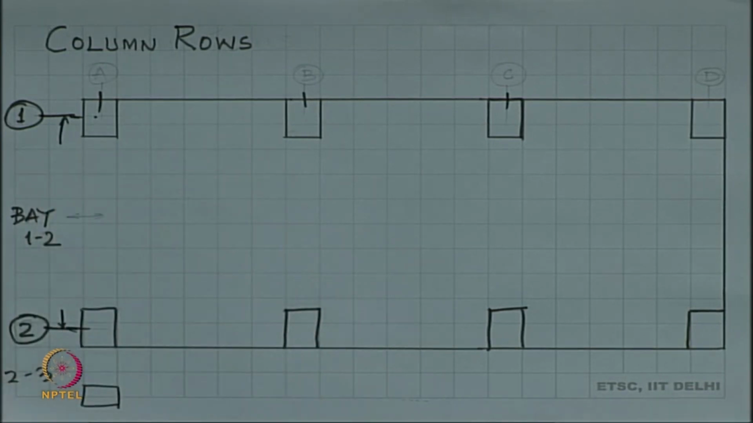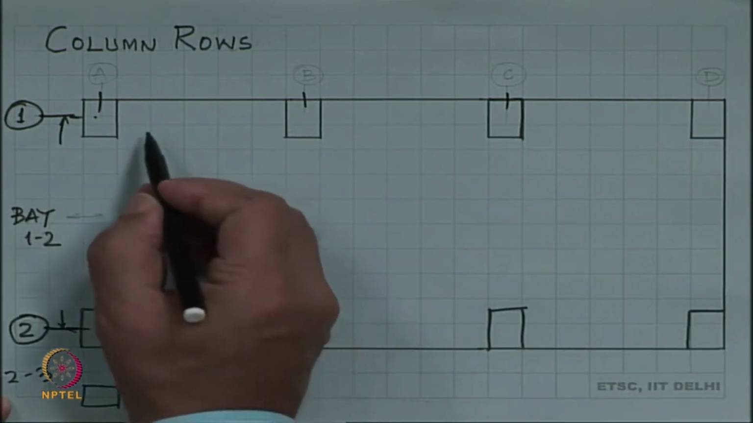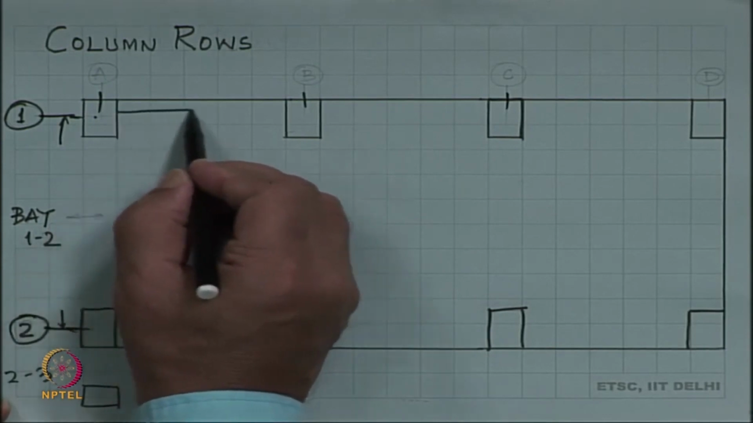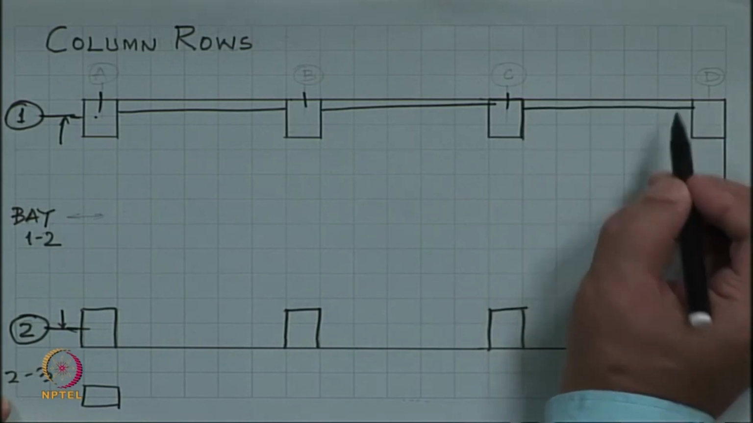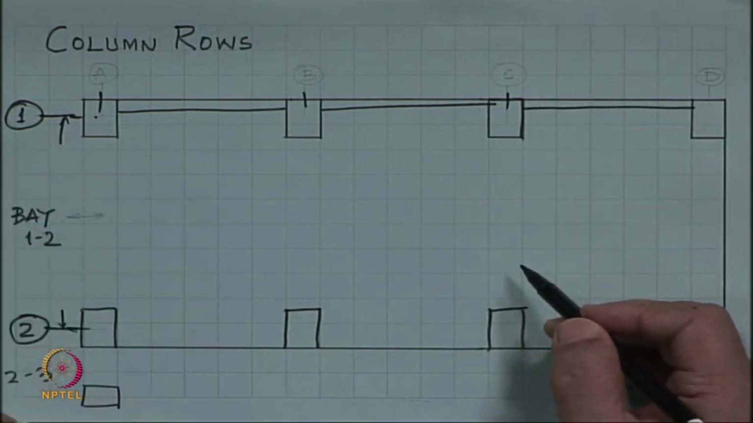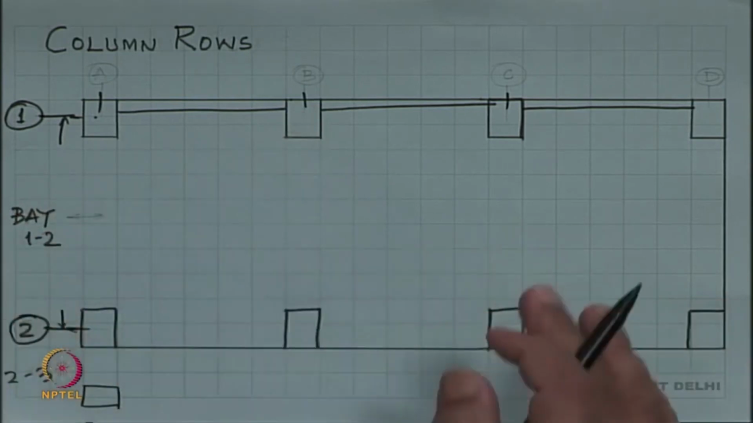This could be several meters, like 10 meters, 20 meters, 30 meters also is possible. Once you have put these columns together, at some levels you would also put beams, and finally, on top of this we would put some more structures to complete the roof.